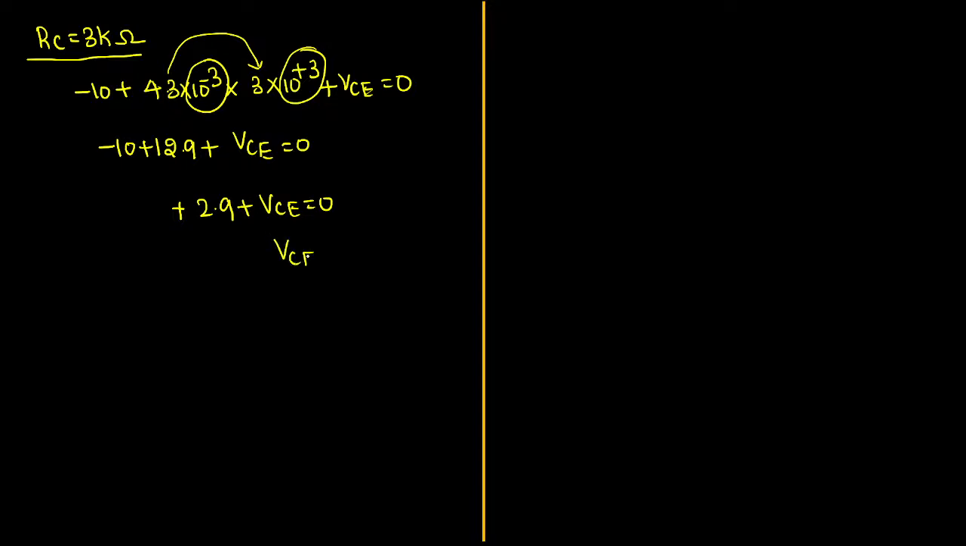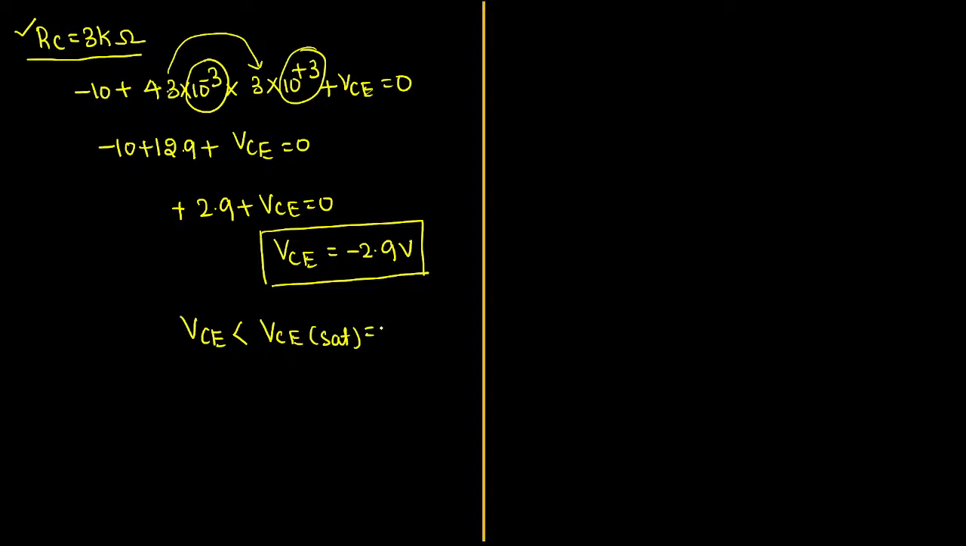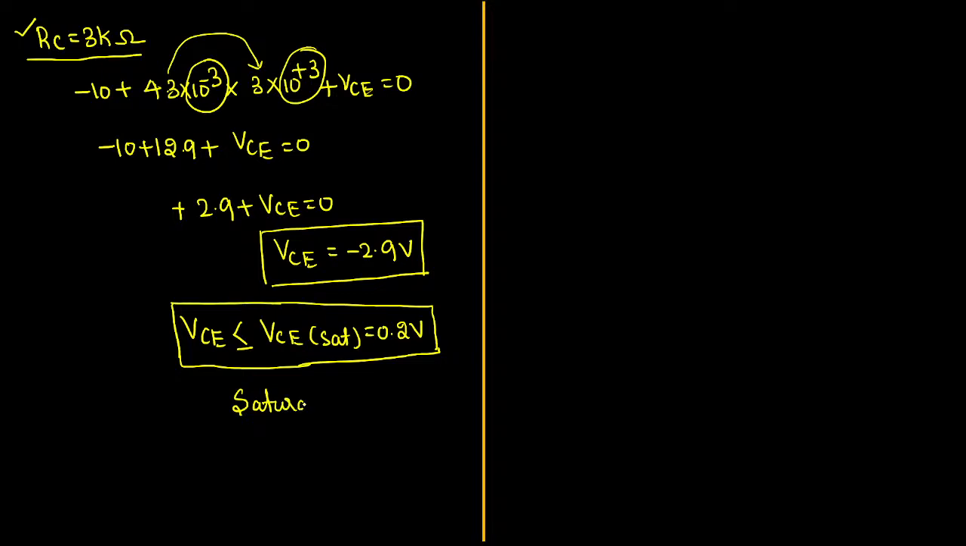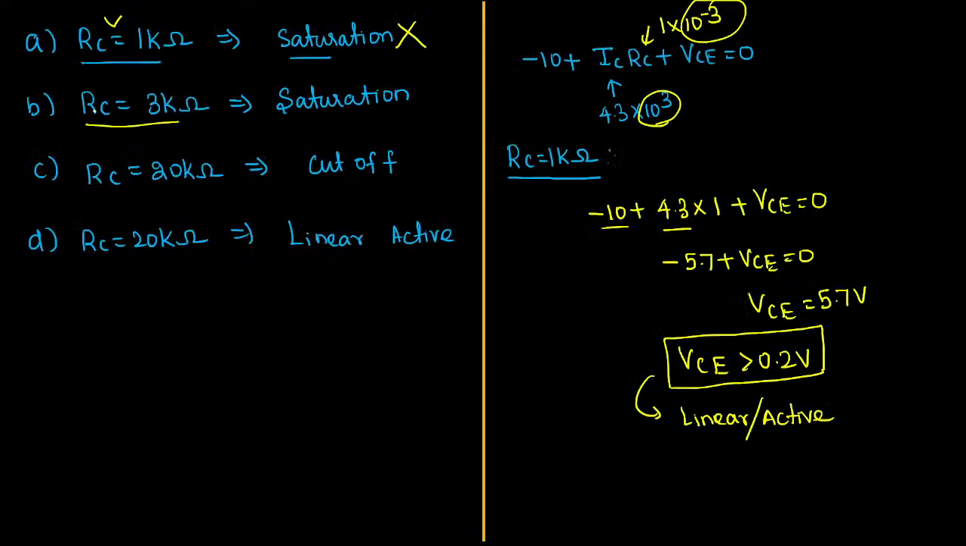From here I can write collector to emitter voltage equal to minus 2.9 volts. VCE sat is always fixed at 0.2 volt only. So when the value of collector to emitter voltage becomes less than or equal to 0.2, it is the saturation region only. Whenever it becomes less than or equal to VCE sat, we can write the region of operation of this transistor is saturation region. So option B is satisfied: when RC is 3 kilo ohm, the region of operation is saturation.